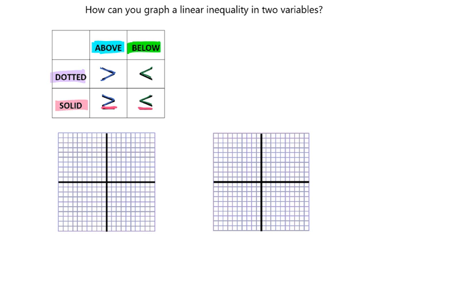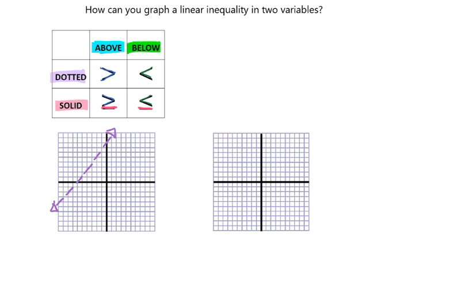So I'm going to give a quick example of what it means to shade above and what it means to shade below, and what a dotted line is and what a solid line is. So on this first little graph, we're going to go ahead and do a dotted line, and I'm just going to graph an equation. So here's my equation, and I've graphed it. And so this is a dotted line.